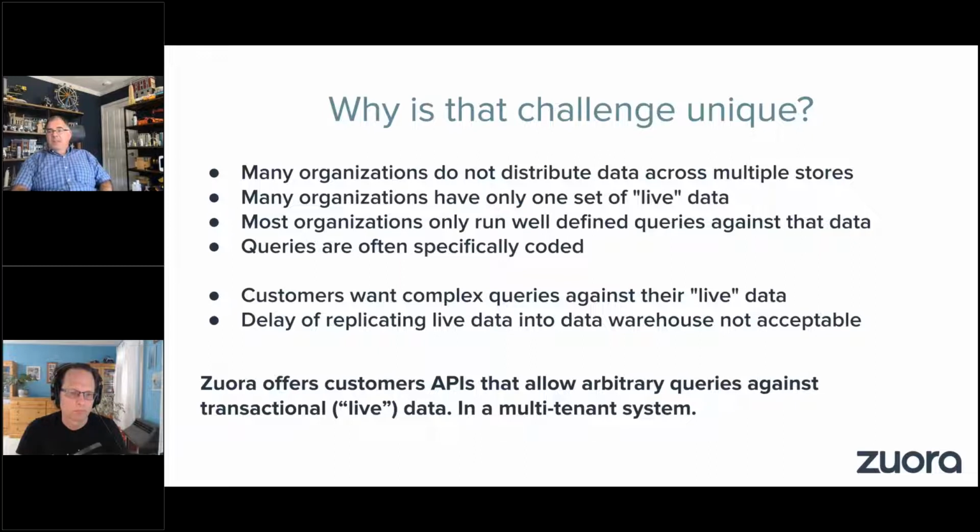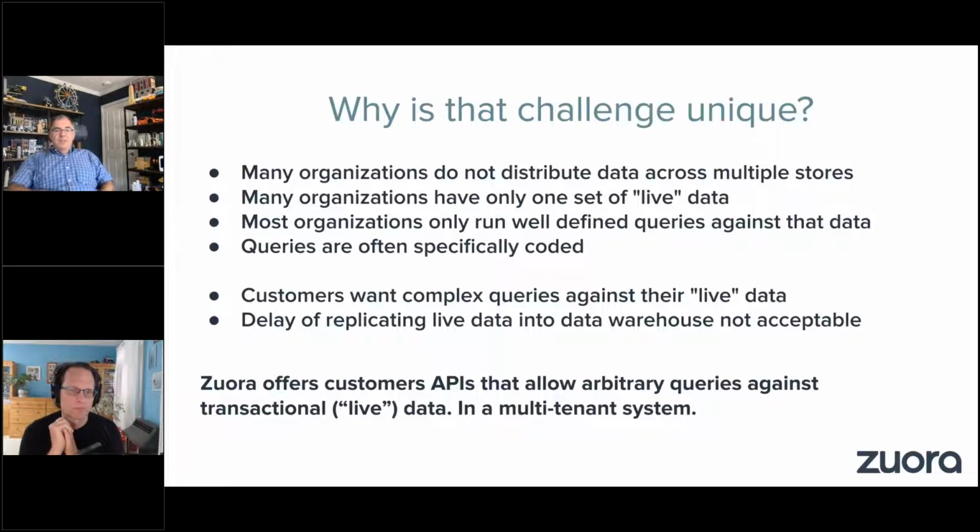And the data warehouse solution didn't work for us because the customers expect those queries to go against the live data. When we replicate the data into a data warehouse, you get a certain amount of delay. We evaluated that with our customers, and even a small delay like 30 minutes to an hour was not acceptable to a large set of our customers. So our customers expect us to offer them APIs to run arbitrary queries against their live data in a multi-tenant system. And that puts us in a quadrant where solutions are scarce and you cannot take anything off the shelf right away.